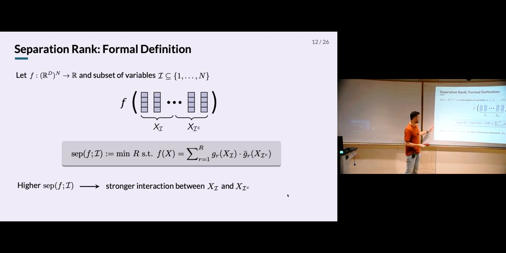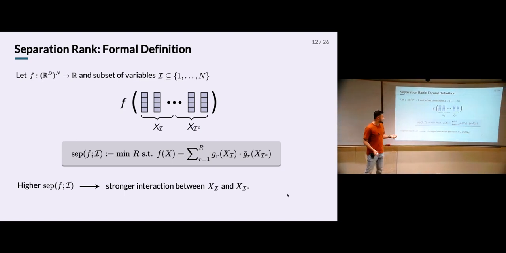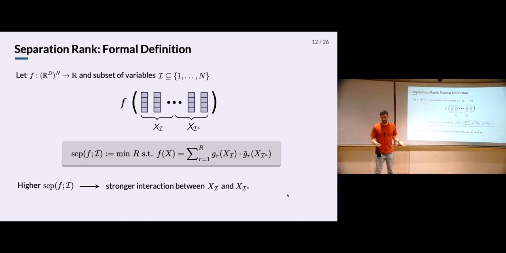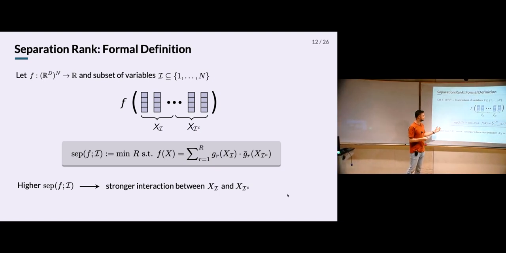There are also other interpretations for this measure. For example, in a statistical context, when f is a probability density function, and so are these g's, then separation rank of 1 exactly means that X_I and X_I complement are statistically independent. So you can use this as a sort of measure of distance from being separable.